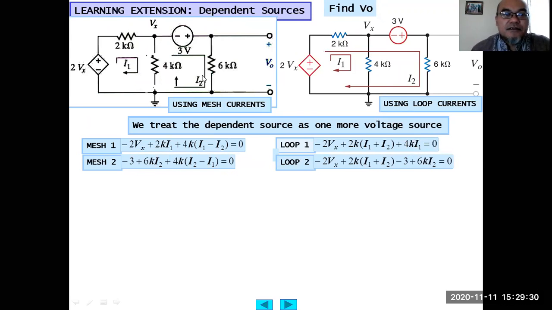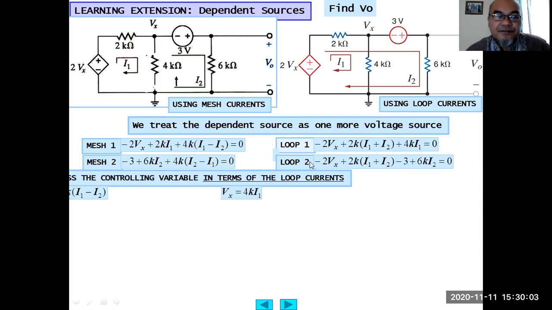At mesh 2 here, it will be negative 3 plus 6k multiplied by I2 plus 4k multiplied by (I2 negative I1). Well, at loop 2, if we depart from here, negative 2 Vx plus 2k (I1 plus I2), negative 3 plus 6k multiplied by I2 equals 0 in this loop.